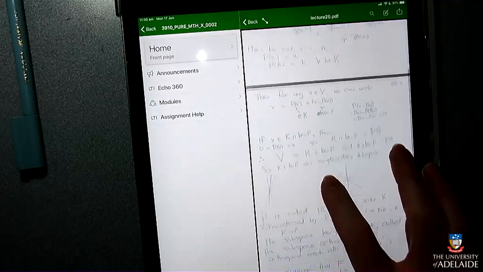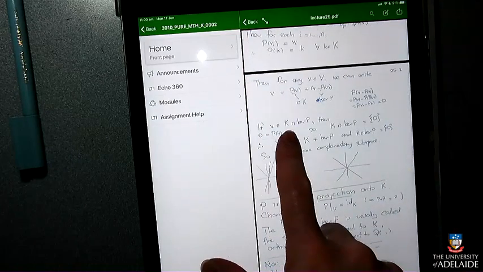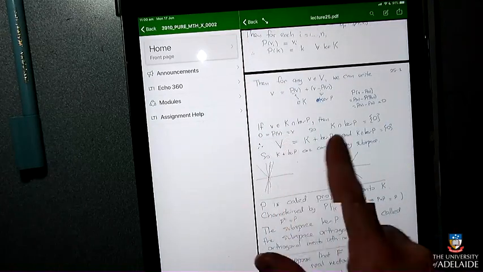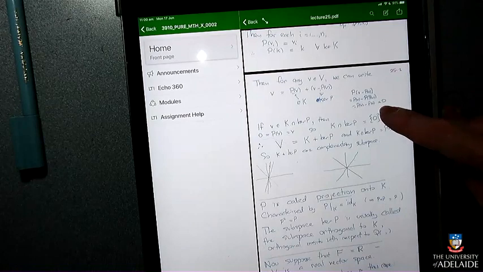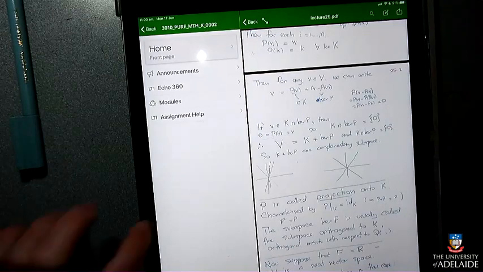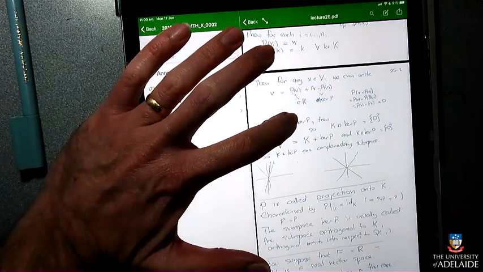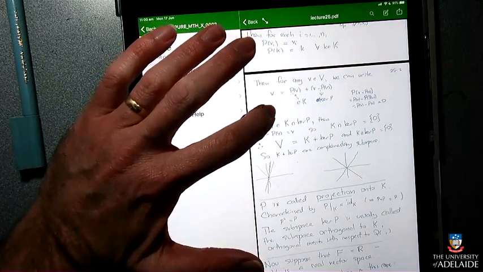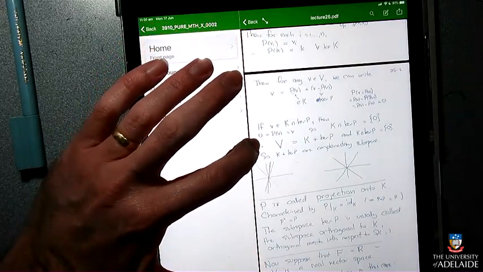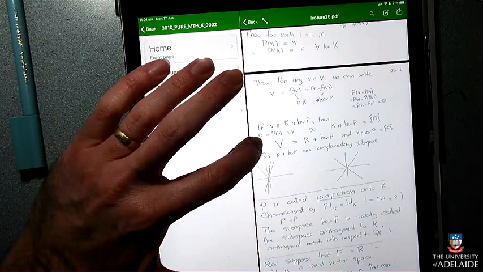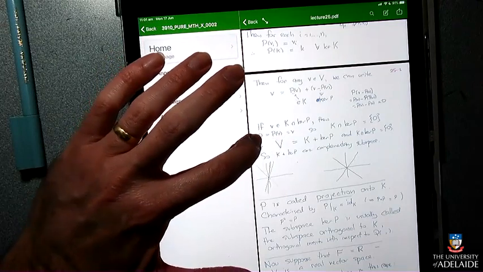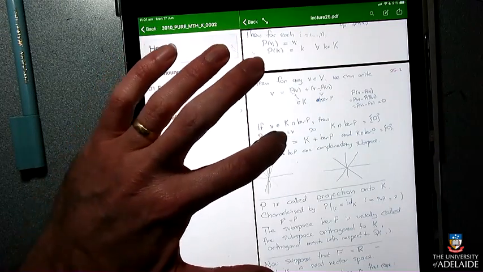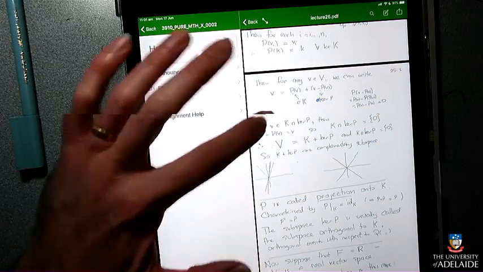Oh, here's him proving that K and the kernel have to only share the 0 vector. How did he prove that? If V is in K intersection the kernel, then P of V is 0 because it's in the kernel, but P of V is V because it's in K, and so therefore V is 0.